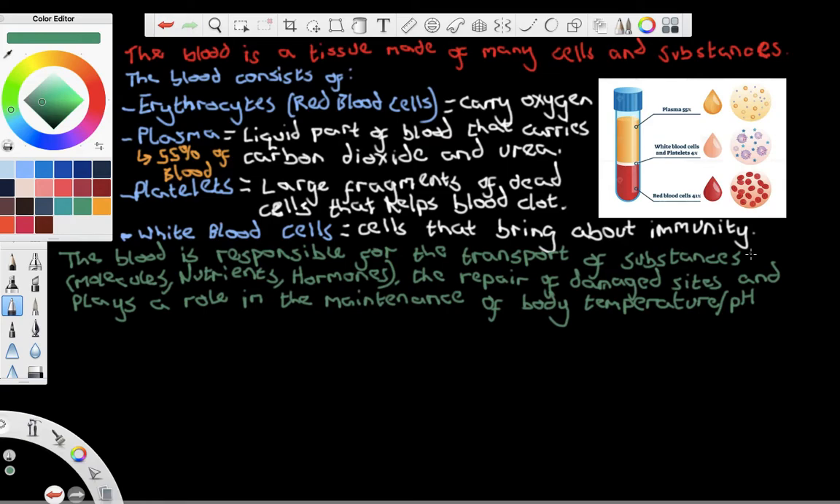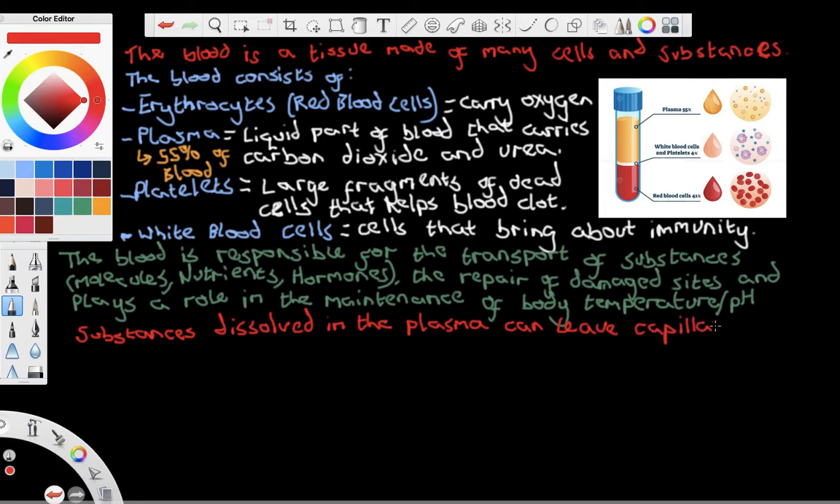Now, substances that are dissolved in the plasma of the blood can leave capillaries and move into surrounding cells. These substances usually give the blood a high solute concentration, meaning that water moves into the blood. Okay? So we'll get that written down in red because it's important. We can say that substances dissolved in the plasma can leave capillaries and move into surrounding cells.